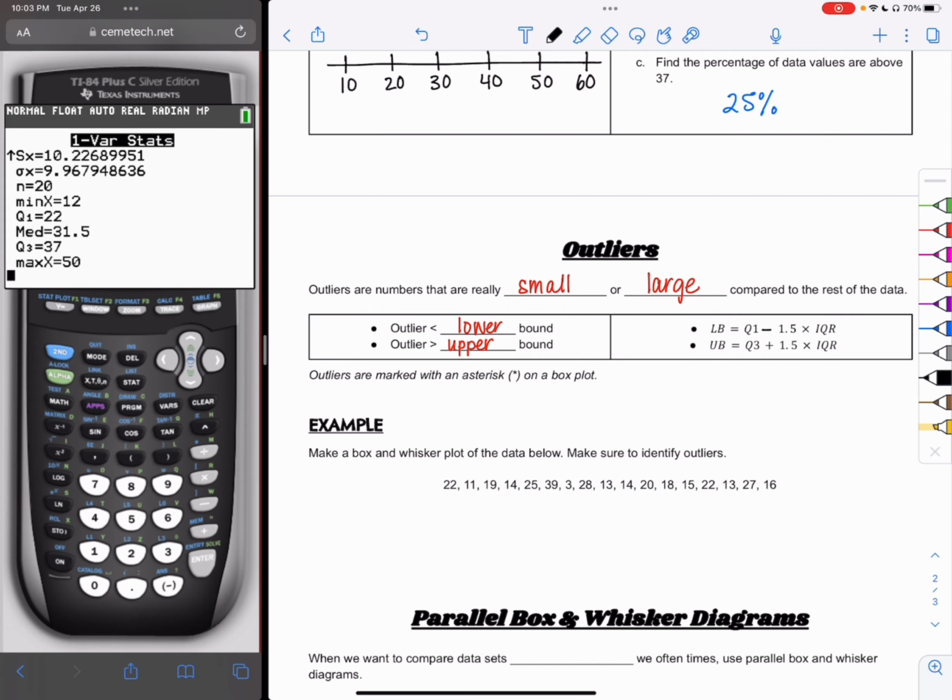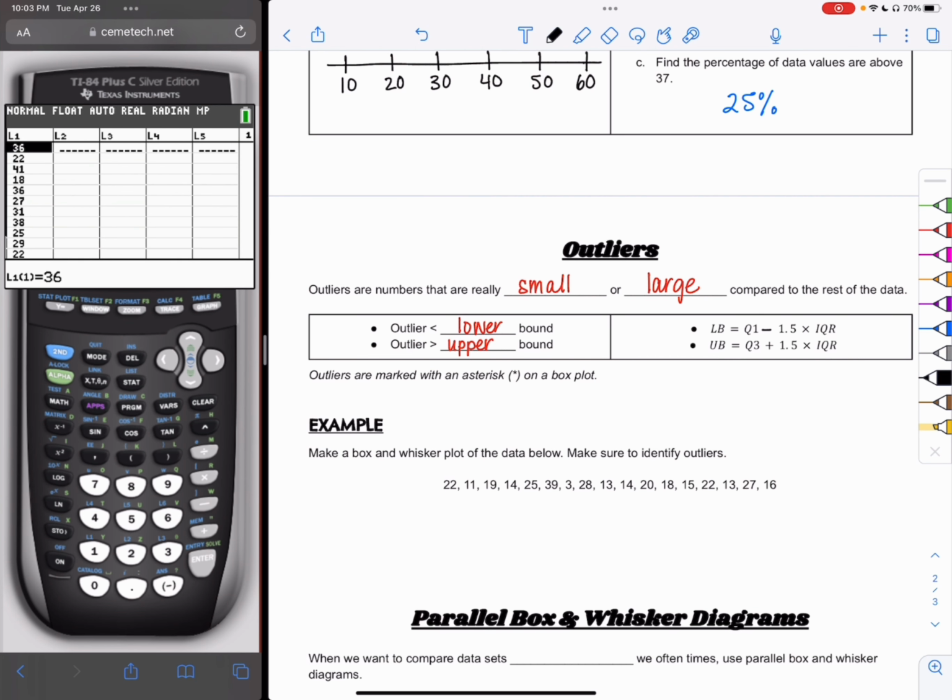So I want to make a box plot of the data below, and I want to make sure I identify outliers. What I'm going to do first is go to Stat Edit. I'm going to clear out everything in L1, and then type my numbers in. Remember, make sure you're careful when you type in your numbers.